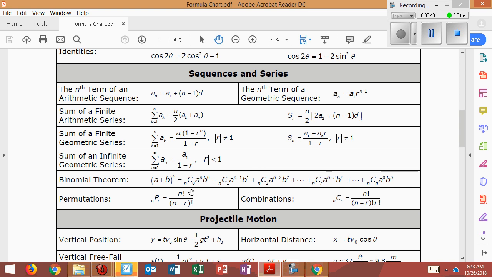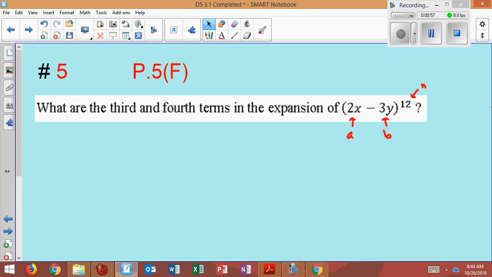The second term, you would just add 1, so it would be NC1. This would be n minus 1. Again, you subtract, and this b would be to this number. That's how you go on. So if I wanted to find the third term, I think it's easier to write them out like this. I'll start with the first term. The first term is always the easiest. It's NC0, and then a raised to the power of n, followed by b raised to the power of 0. So that's that number there.